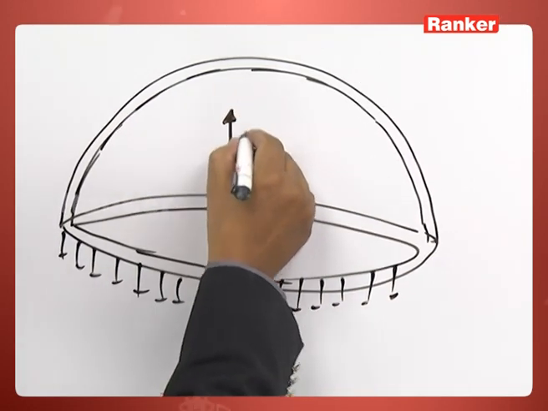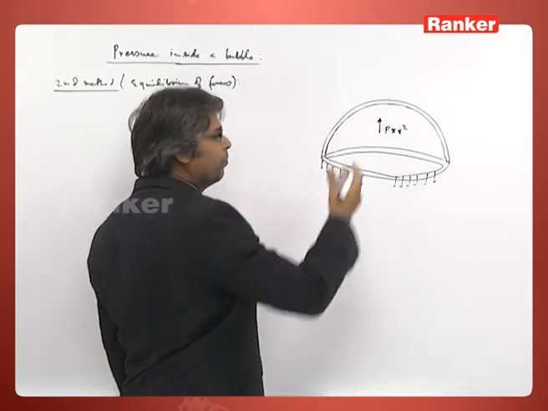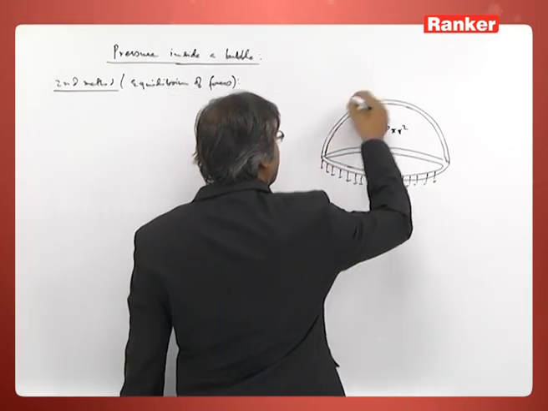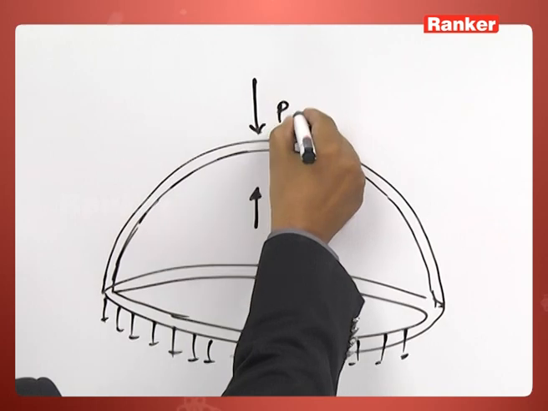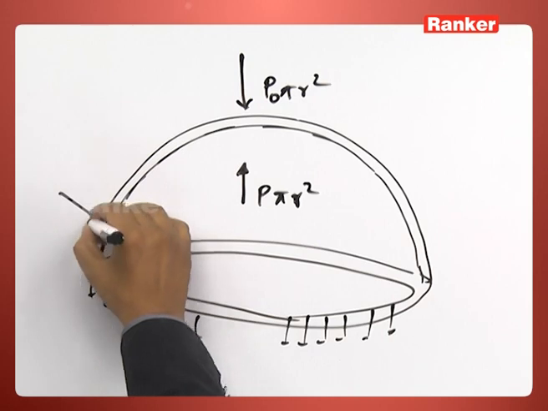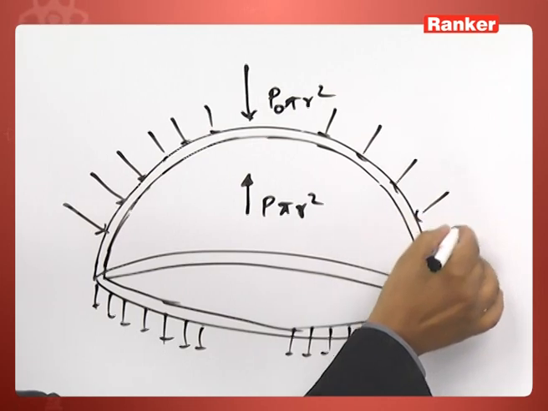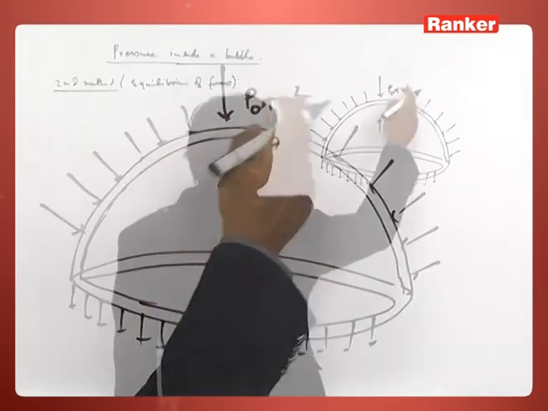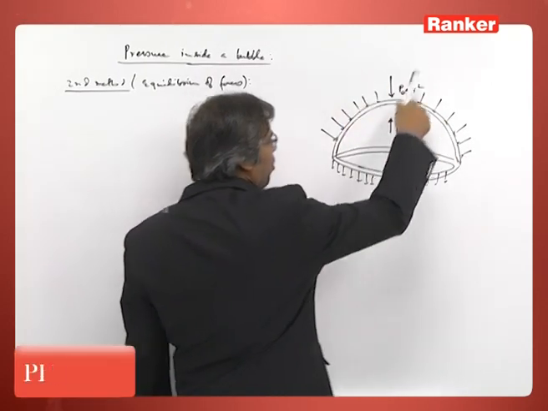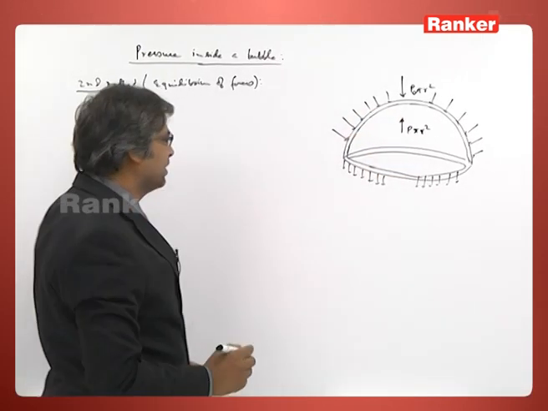Inside pressure is suppose P, so P into pi r square is the internal force. Remember, we have to take the cross section, and external force will be P naught into pi r square, where P naught is external pressure. Now, you see the external force is acting in all directions, so the resultant of which is given as a downward P naught into pi r square, because this component and this component cancel, and all the vertical components are simply added. So, only the projection area should be taken.